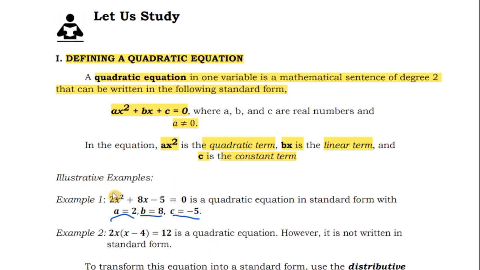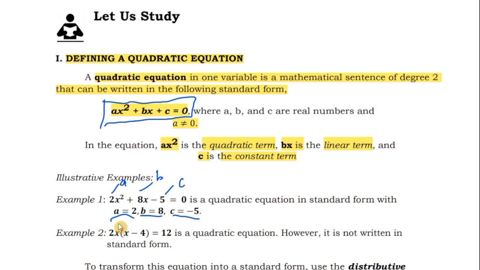So this is our a, this is our b, this is our c. A is for the quadratic term, b is for the linear term, c is for the constant term. So these are the values. Example number 2: 2x times the quantity x minus 4 equals 12 is a quadratic equation. However, it is not written in the standard form. So how do we write this into standard form? This one here is the standard form of the quadratic equation.